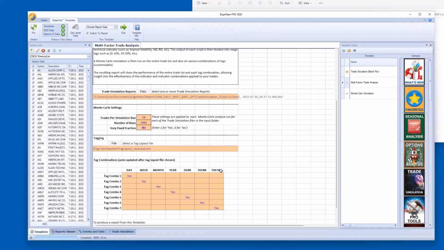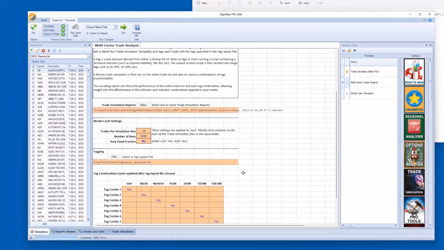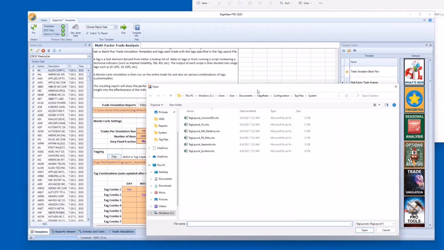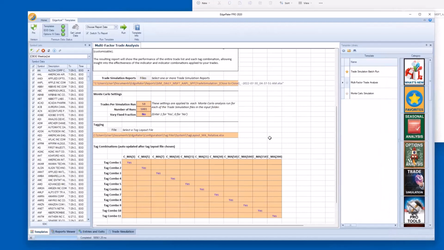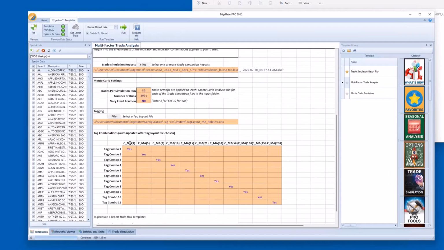And the one that people get confused about is the TDEOM, which is trading days to end of month. But I'm not going to look at those seasonal factors here. What I'm going to do is select a file that contains tags, and there are some built-in tags here. The MA relative tag is the one that I'll choose. Okay, MA relative is right here. So this has got all of those tags built in.